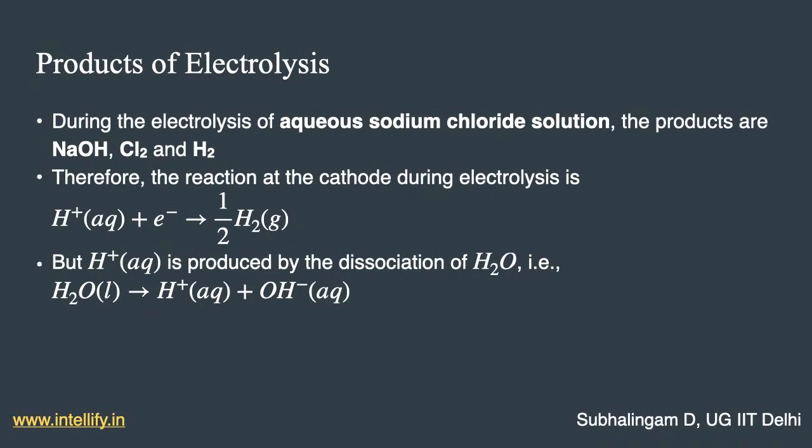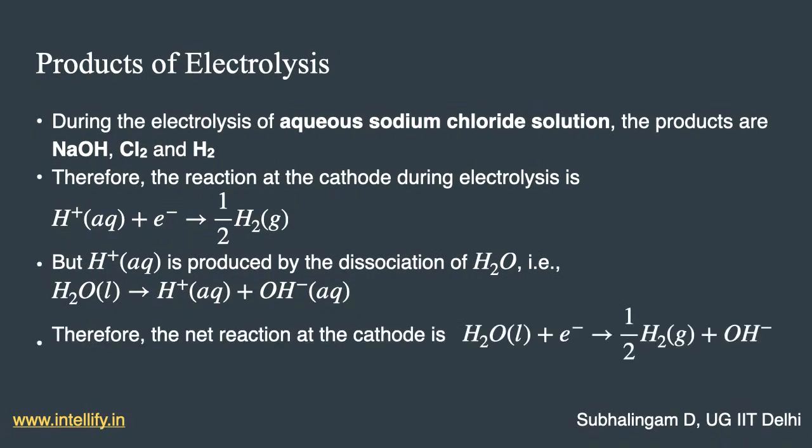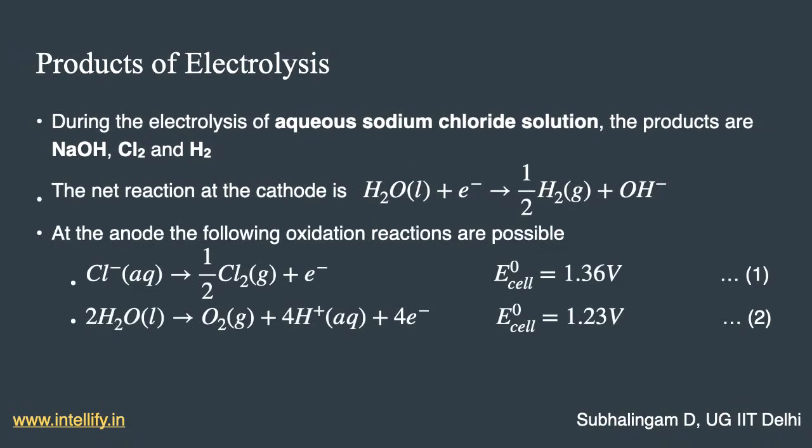But H+ aqueous is obtained by dissociation of H2O, that is H2O liquid giving H+ and OH- ions. Therefore, the net reaction at the cathode is H2O + e- giving half H2 + OH-. So now let's look at the anode. At the anode, the following reactions are possible.